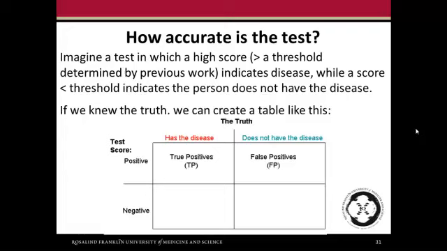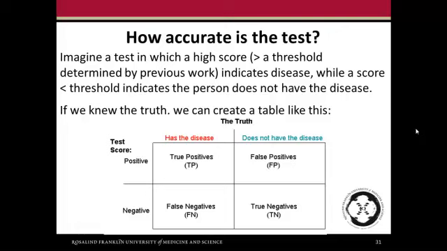When negative test results occur, an individual can either have the disease or not. So if an individual has a negative test, and they do not have the disease, that's a true negative. It's accurately reflecting that they do not have the disease. But if there's a negative test result and they do have the disease, that's referred to as a false negative, and that's analogous to a type 2 error.